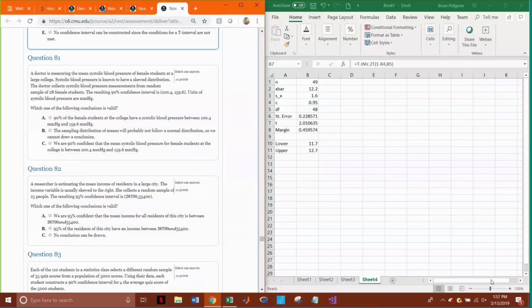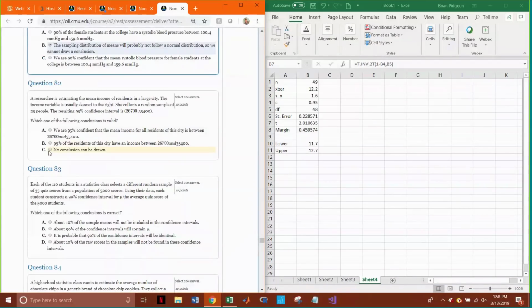A researcher estimates the mean income of residents in a large city. The income variable is skewed to the right. So we select a random sample of 25. Well, the same situation here. No conclusion can be drawn.